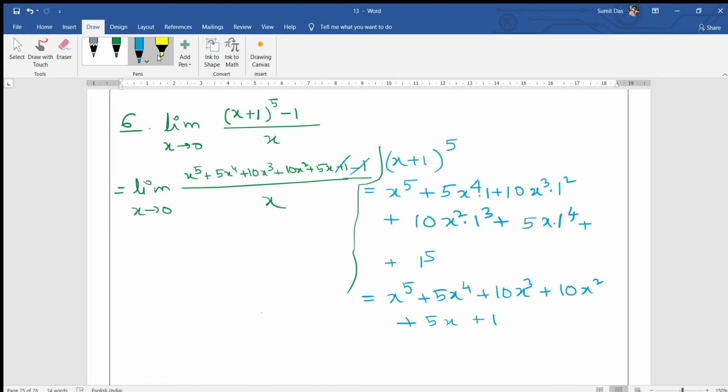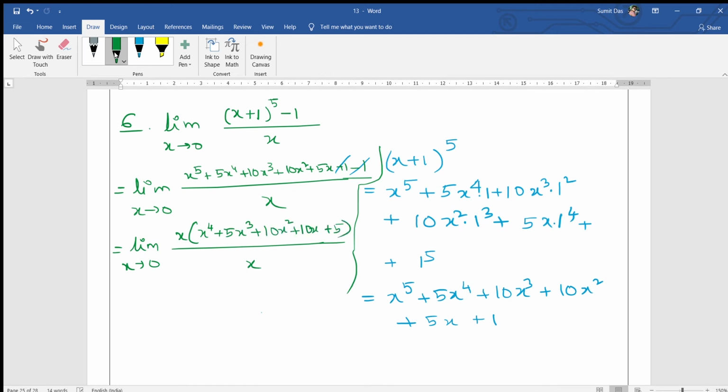So next line I'll take x common. On next line, x tends to 0. From numerator I'll take x common. So it will be x to the power 4 plus 5x cube plus 10x square plus 10x plus 5. Now this x and x cancel.